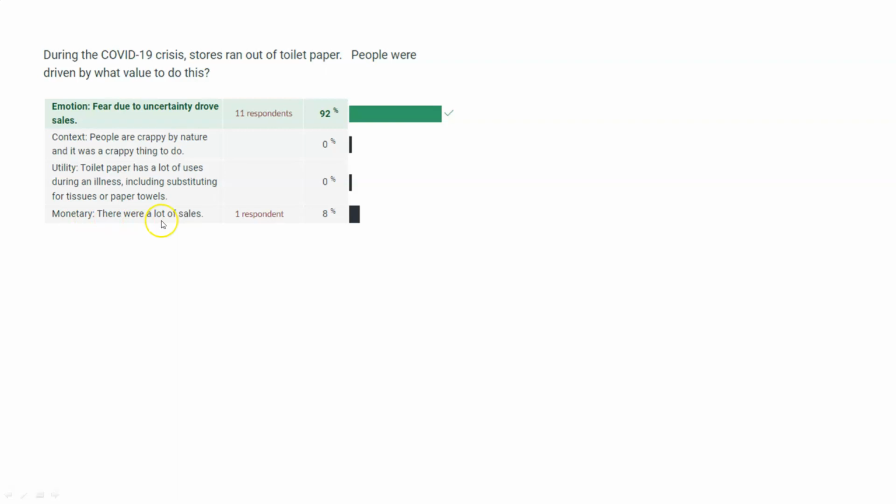Monetary, there were a lot of sales. Well, that's really good for the people who are selling it, but it's the people who are buying this stuff up. And they raised the price of toilet paper to try to reduce the frenzy, and that didn't work. And utility, toilet paper has a lot of uses, including substituting for tissues or paper towels. Now, that's not an answer that people typically cited.